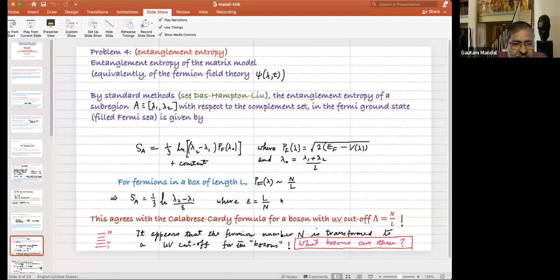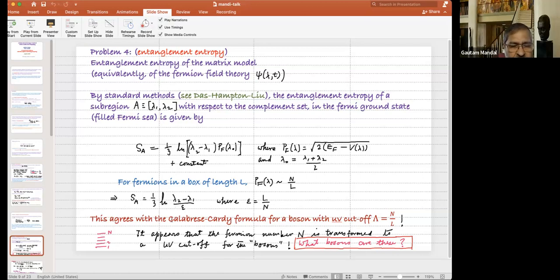This is very interesting because this agrees with the Calabrese-Cardy formula for massless scalars, with a UV cutoff, which is given by epsilon. So that's a lattice cutoff, L upon n, or the UV momentum cutoff, which is the inverse of that, and that's n upon L.